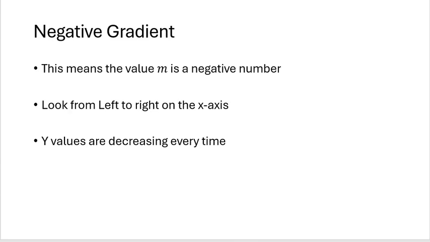Negative gradient, so this means the value m is a negative number. Now, when you look from left to right on the x-axis, the y values are decreasing every time. Okay, just like that. This is a rough sketch. And as you can see here, this is my line.